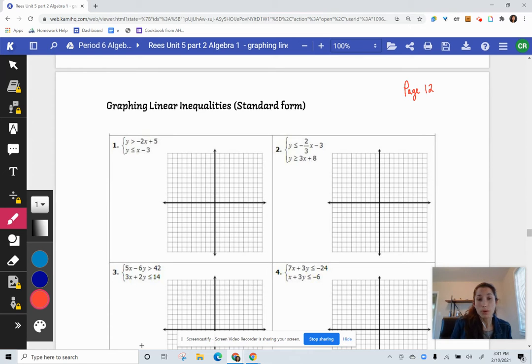So what we want to do when looking at each of these problems, when we're graphing, it might be helpful to look at your toolkit, but the first thing we want to do for each of these, like this first inequality here, is identify how we would graph it.